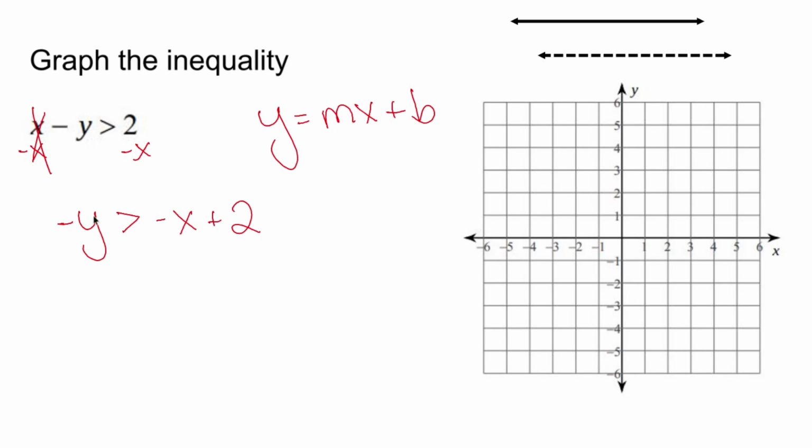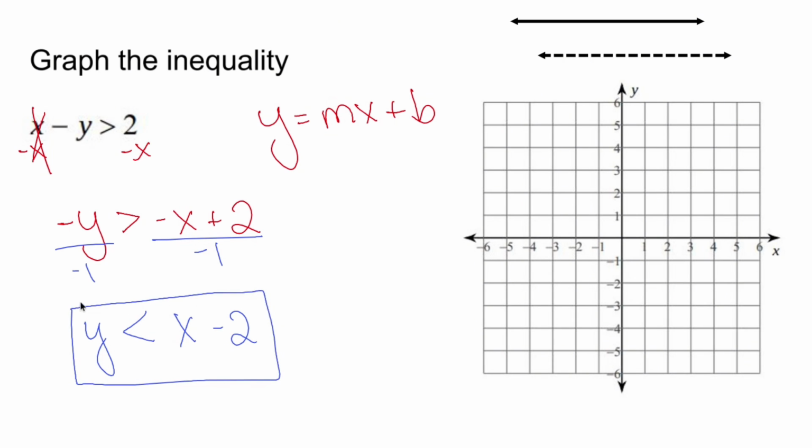Now, is y all by itself? No, I have a negative floating in the way. So what I can do is divide everything by negative 1, and that'll allow that negative y to become positive y. Whenever you have a greater than and you divide both sides by a negative, you flip the sign. Negative x over negative 1 becomes positive x, and positive 2 over negative 1 becomes minus 2. Now I have my correct inequality to graph.